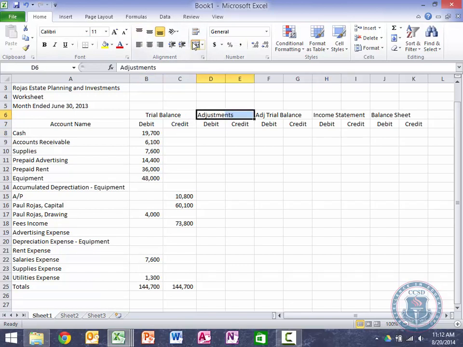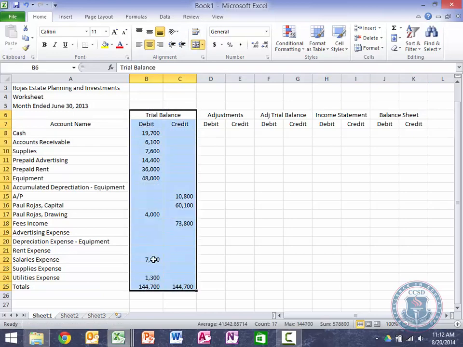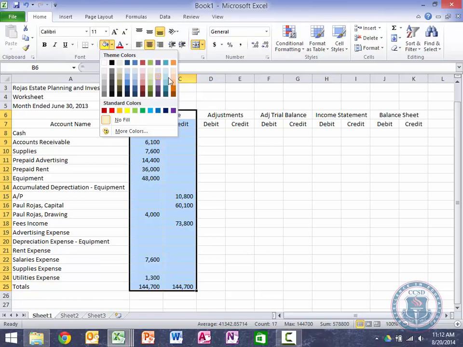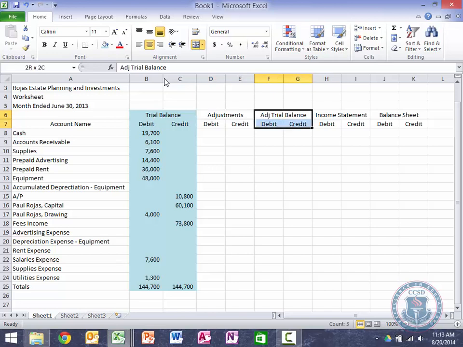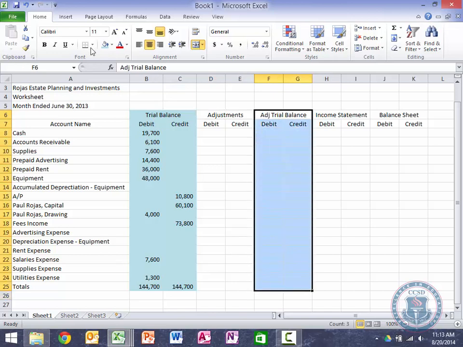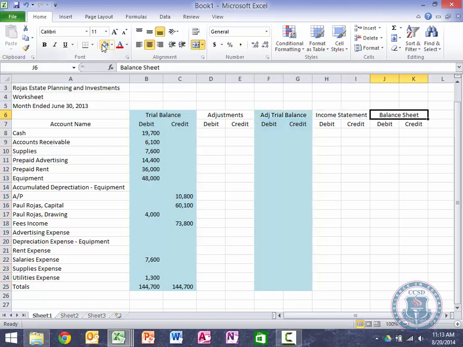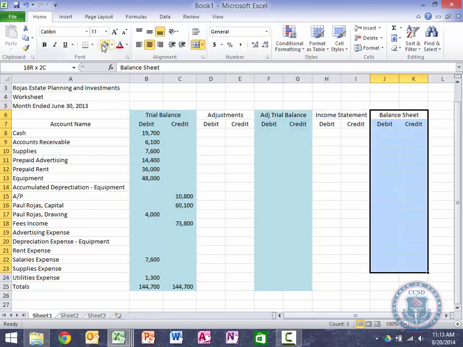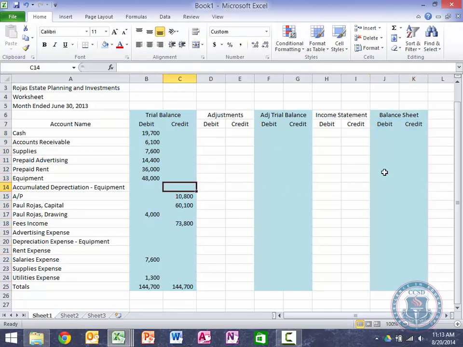I'm going to merge and center all these things up at the top so that they are over the columns they're over. This is not something you would normally do, but I'm going to do it to make it easier as we look at this. I'm going to highlight this row and fill it in with light blue. I'm going to highlight this row, fill it in with light blue. I'm going to highlight this row, fill it in with light blue. I'm doing that just so we can keep them separated as we look at it, so that it doesn't get all jumbled up too bad.